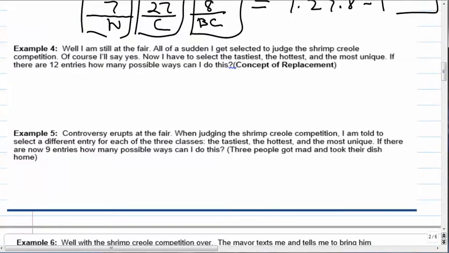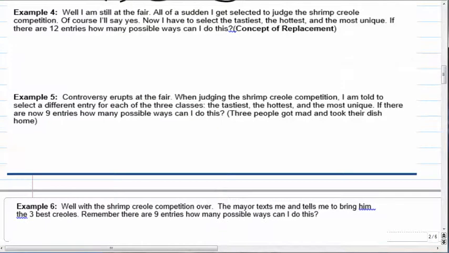Problem number 4. Stop the video. Rewind the video. You got total control here. I'm still at the fair, and I get selected to judge the shrimp Creole competition. And of course I say yes. Now I have to select the tastiest, the hottest, and the most unique shrimp Creole. If there are 12 entries, how many possible ways can I do this? Okay?